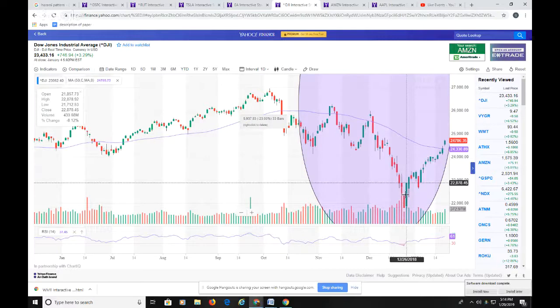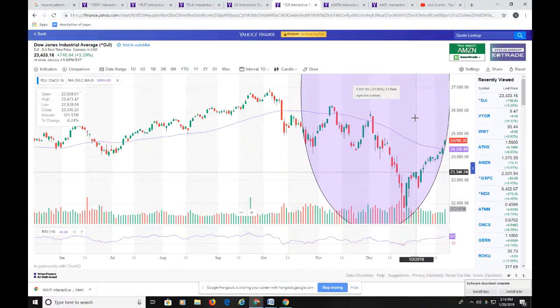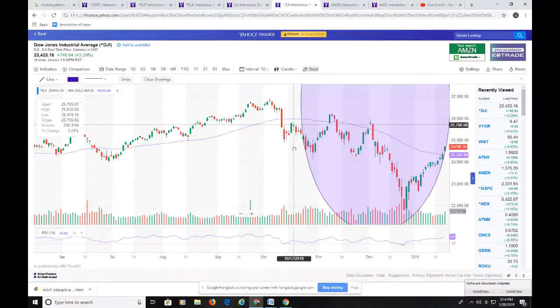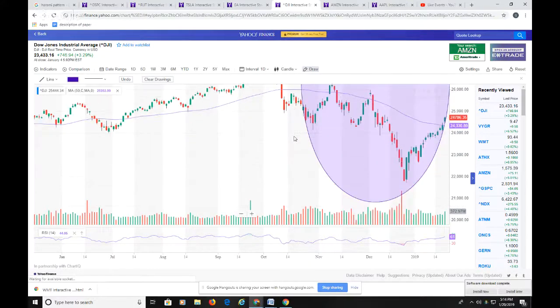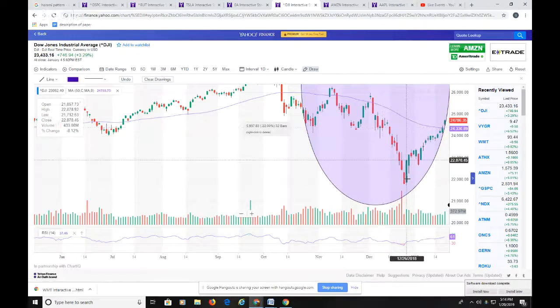And notice this is the biggest candle. Not only is it a large green candle, but it's the biggest large green candle ever experienced in the Dow. So this was a very good reversal signal.